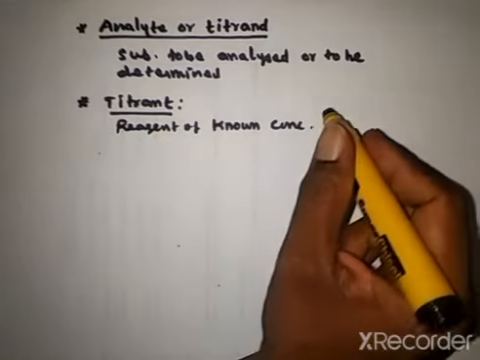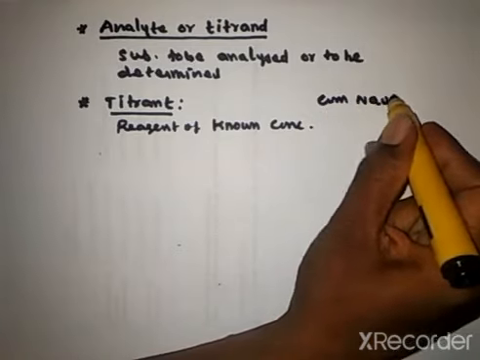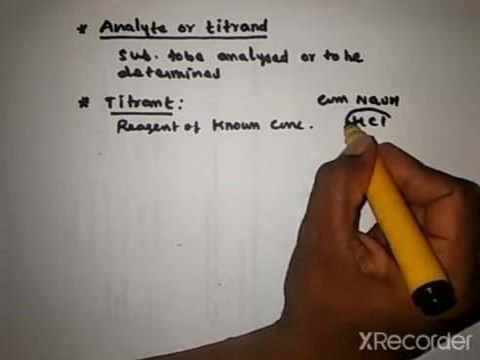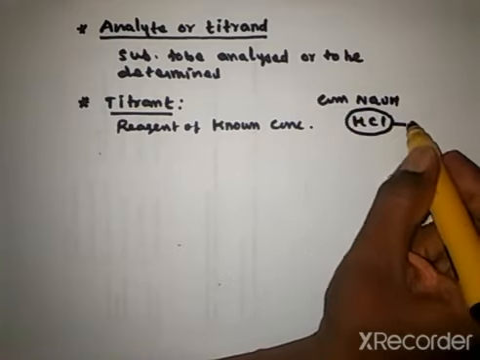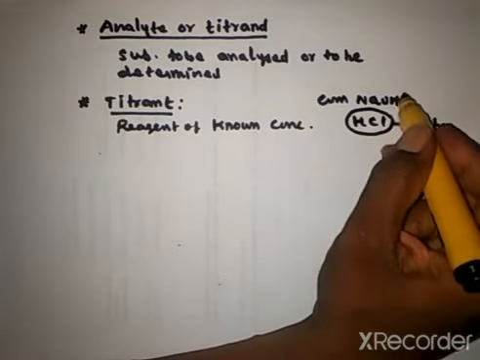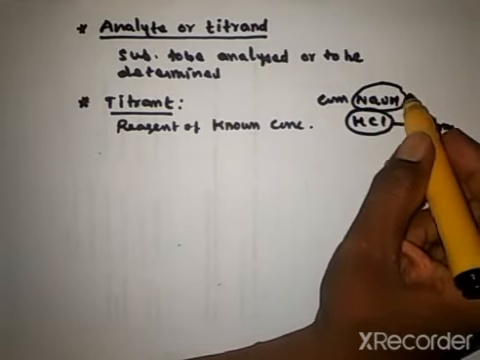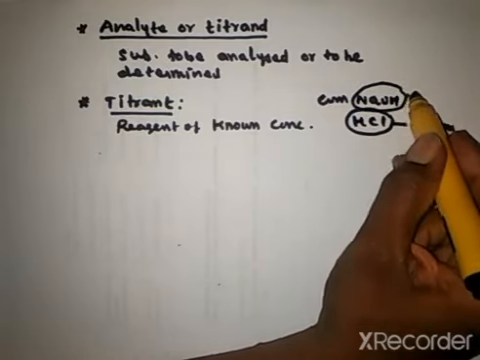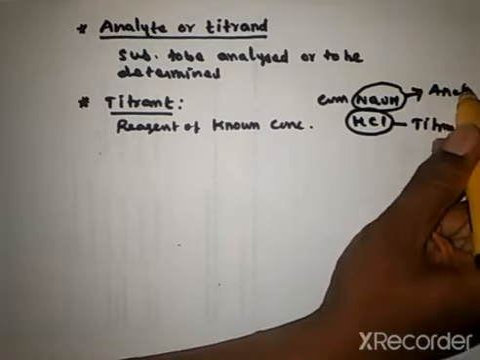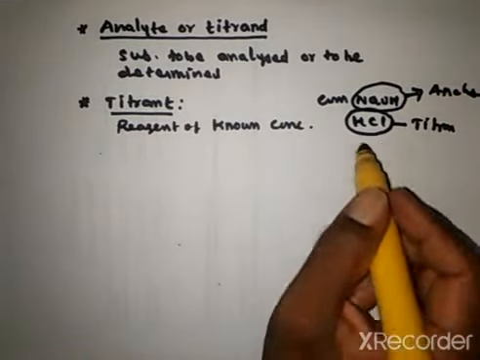Say for example, if you want to estimate the concentration of NaOH using HCl, here the known concentration is HCl, so it is the titrant. Here the unknown concentration, we are going to estimate the concentration of NaOH. So this is the analyte and HCl is the titrant in this estimation.